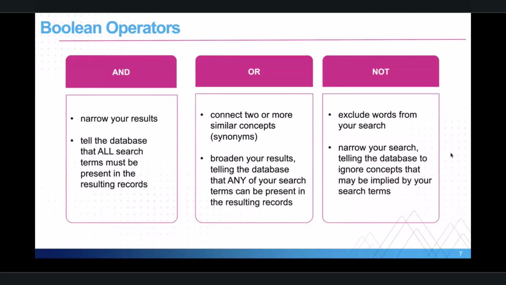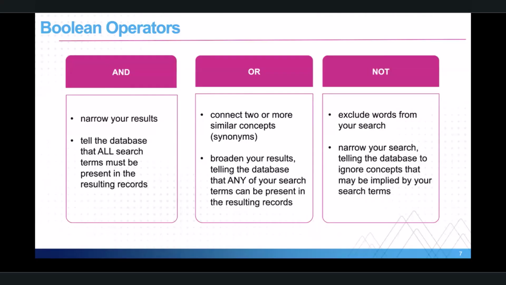Okay, moving on to our Boolean operators. I'm going to touch on this briefly and then jump to CINAHL so we can play around with this and see what it looks like in action. So: and, or, and not. These are the three Boolean operators that are going to help us create a search strategy in order to retrieve the most relevant results, the most relevant articles.